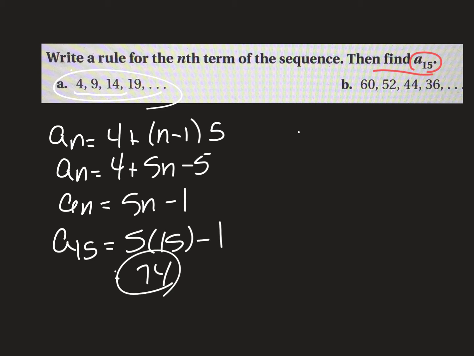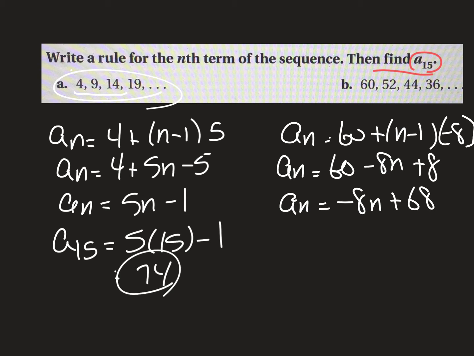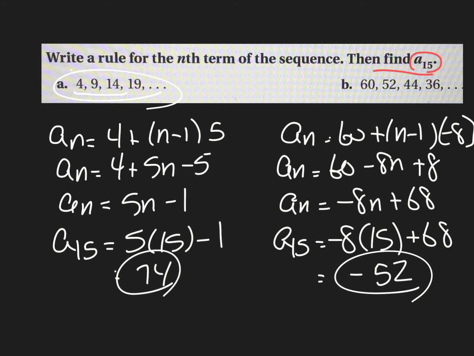Part B, same kind of deal. The first term is 60, plus n minus 1 times d. Now, this one is a little different. Since it's going down, d is negative. It's negative 8. So I'm going to distribute the negative 8 first, make it negative 8n plus 8. Add the 60 and the 8 together and get 68. Now, to find the 15th term, do the same thing. a15 is negative 8 times 15 plus 68. Oh my gosh, I didn't bring my calculator with me. Negative 8 times 15, everybody knows that's negative 120. Plus positive 68 is negative 52. Hope that's good. Okay, turn the page.